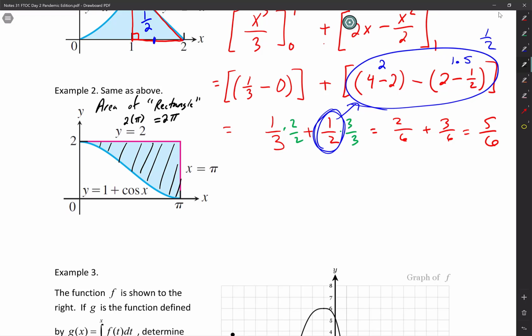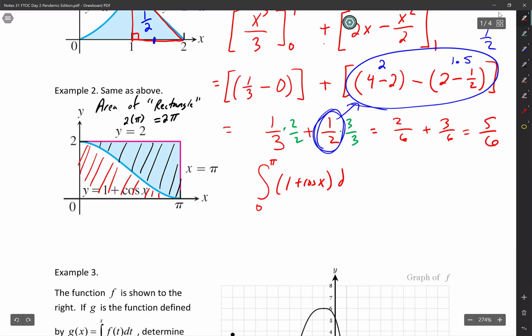Now I gotta subtract. What do I gotta subtract? This area here in red. So I'm gonna find the area of that integral. Area from 0 to pi, those are x values, of the curve 1 plus cosine x. Put a dx. If you forget the parentheses, that's fine. The dx is known to be like the end.